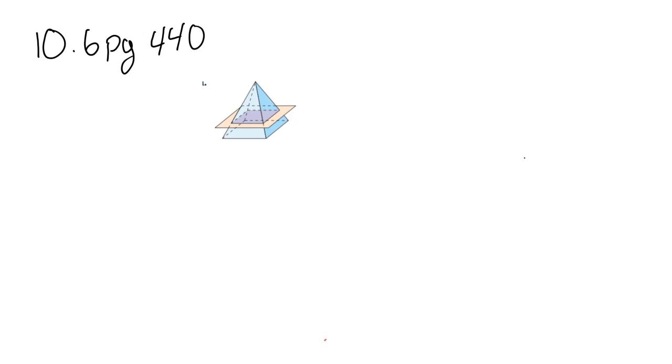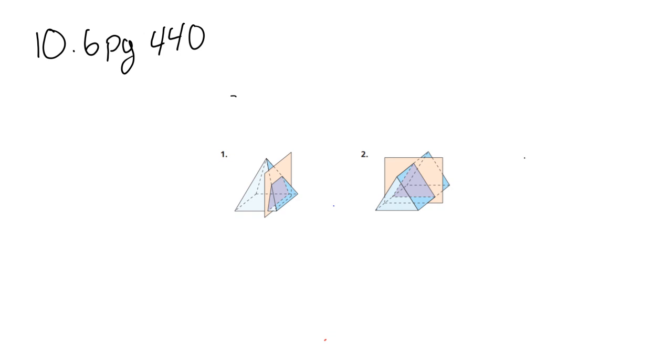So now I'm going to give you a couple to try. So there you go. You've got a rectangular pyramid and you've got a triangular prism. Look at the cross sections and describe the intersection. What is the shape of the intersection? Pause and come back and check your answer.